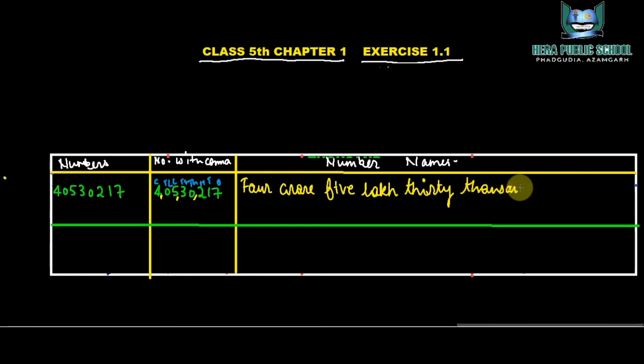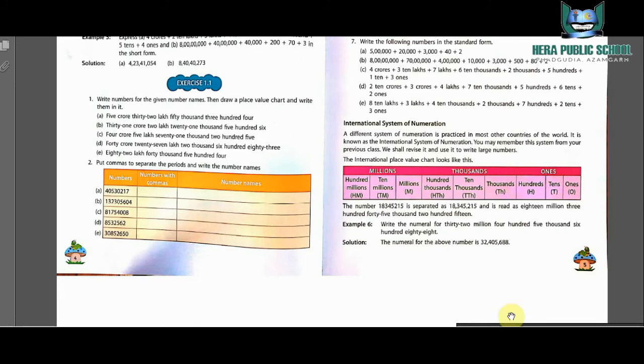30,000. 2 is in the 100 place. So 200. And 1 is in the tens place, and 7 is in the ones place. So 10 plus 7 ones is equal to 17. So 217. This is the number name of the given number. In this way we will solve all the questions of question number 2.